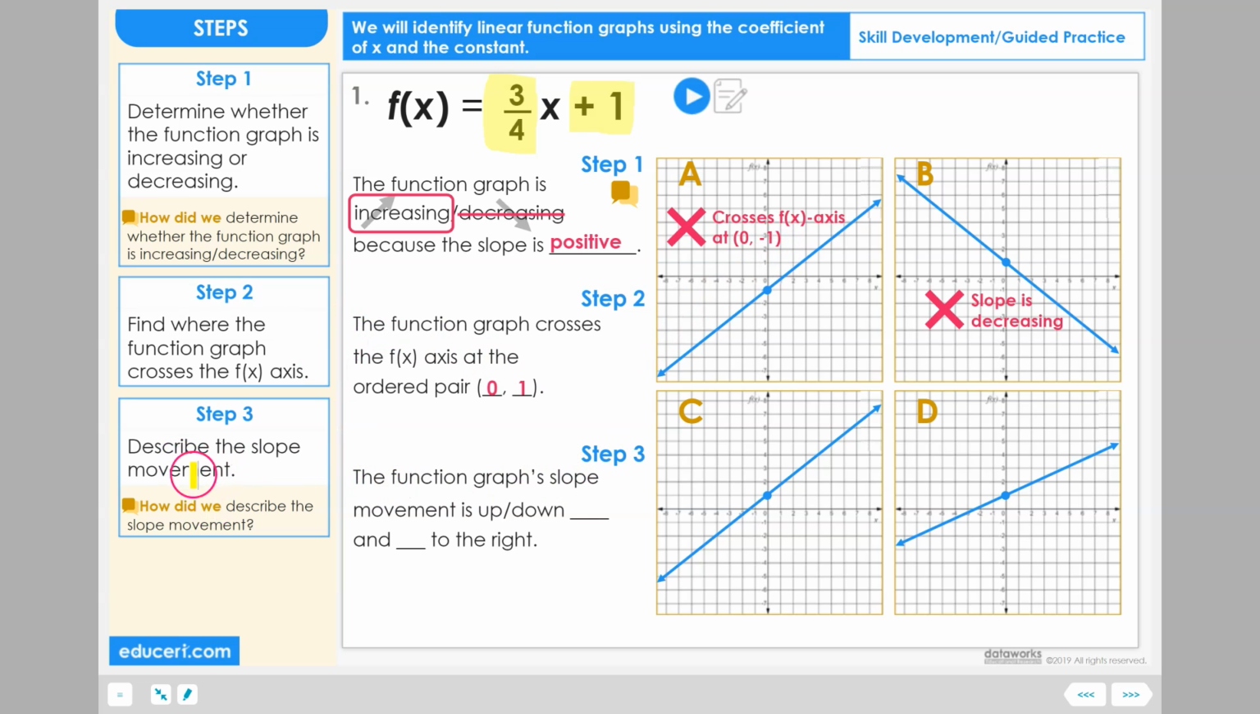Step 3. Describe the slope movement. We now return to the coefficient of x and we use a numerator and denominator to help us determine whether C or D is the correct linear function graph. The function graph's slope movement is up 3 because this is a positive 3. And the denominator is 4, so we will move 4 to the right. Taking a look at what this slope would look like, we will go up 3 and 4 to the right.